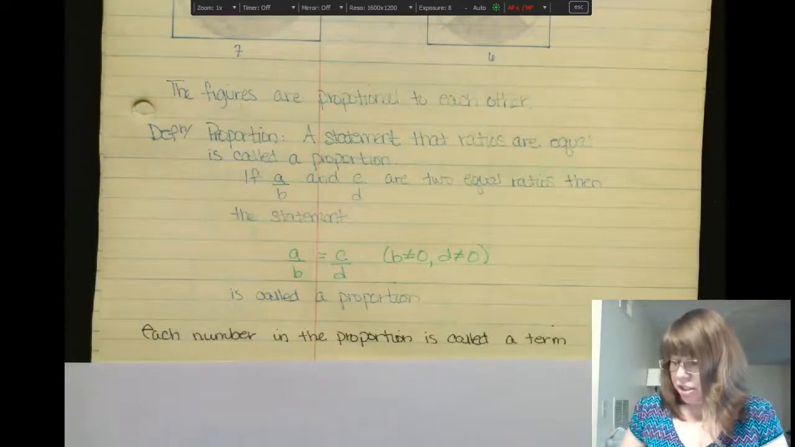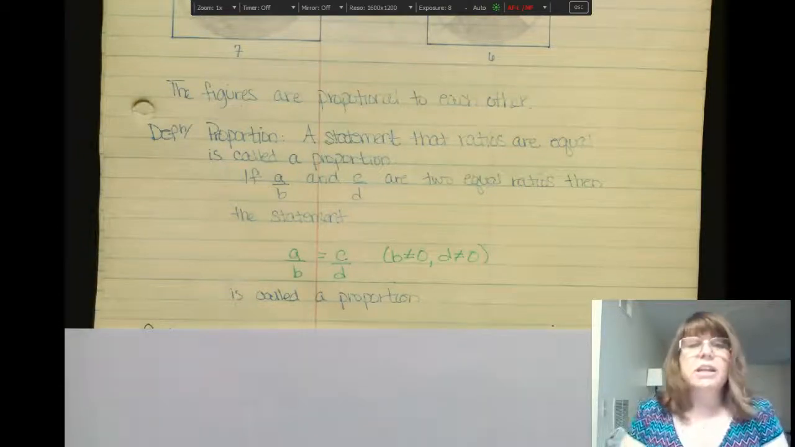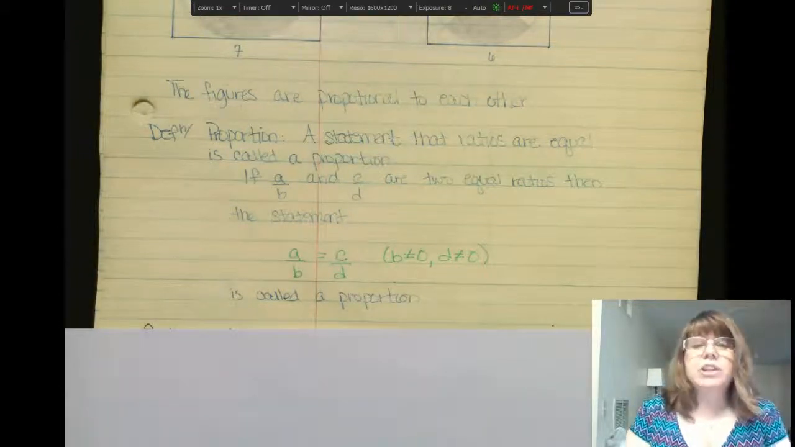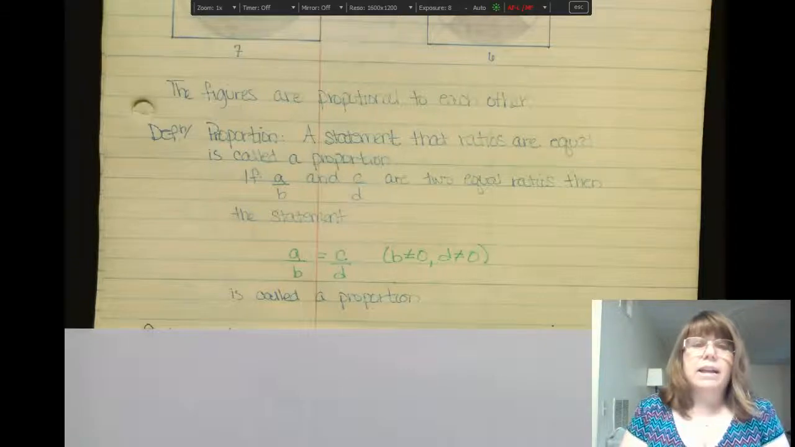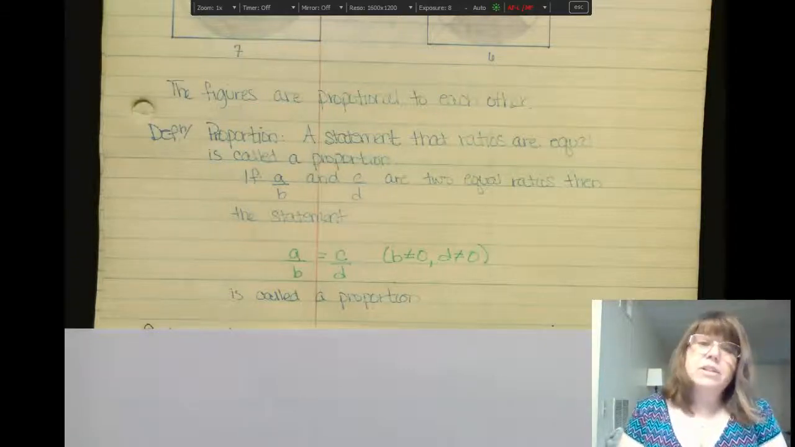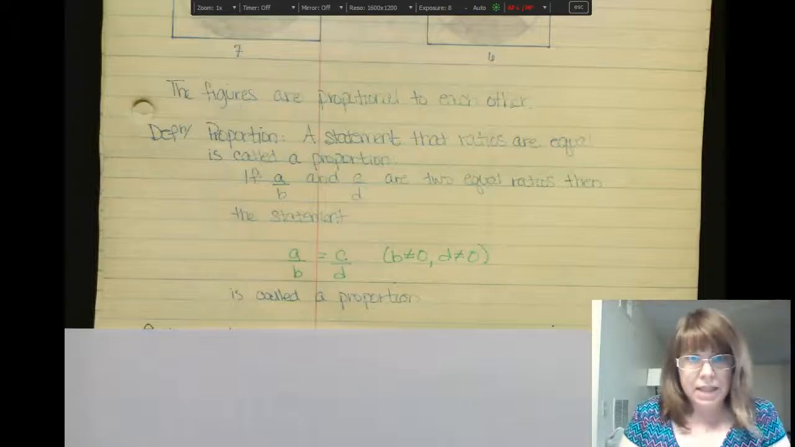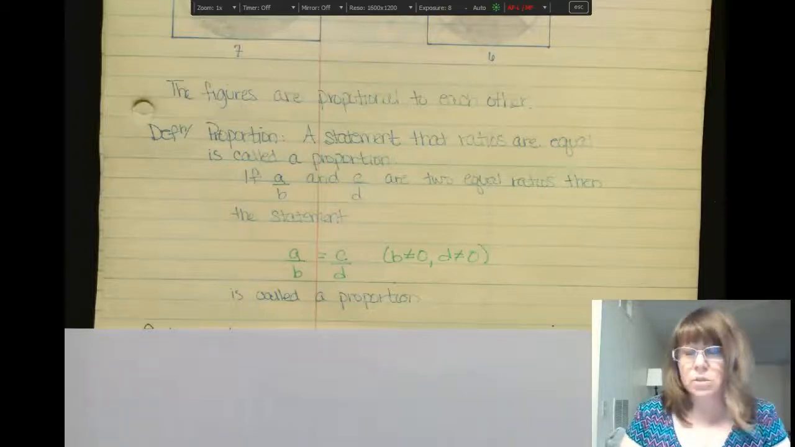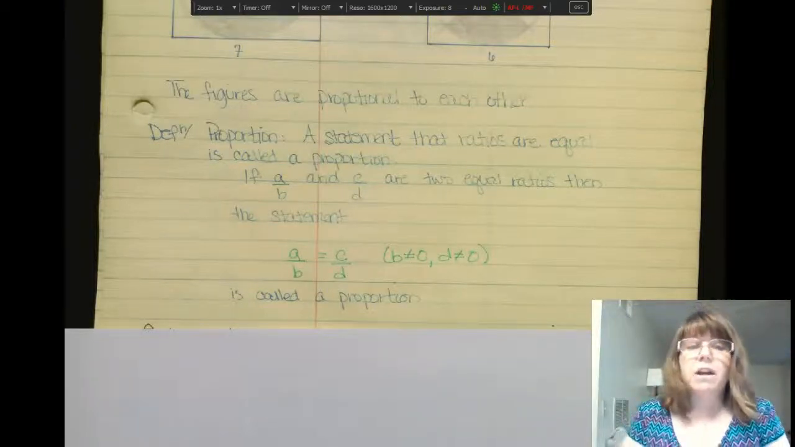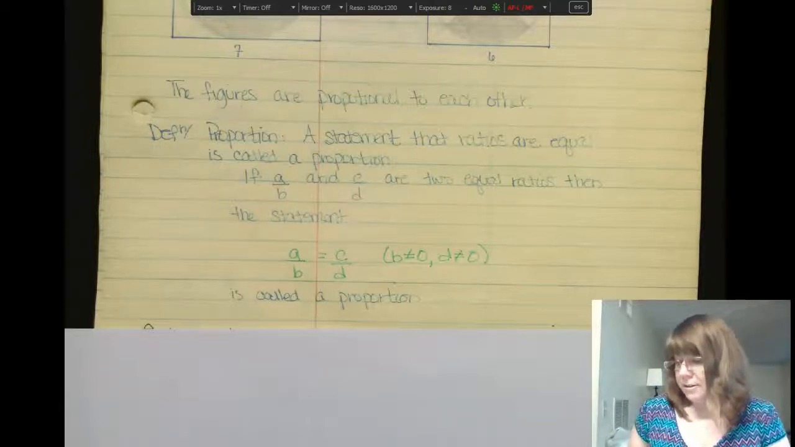Well, the definition of a proportion is a statement that ratios are equal. If A over B and C over D are equal ratios, then the statement A over B equals C over D, where B and D are not zeros, because we don't want zeros in our denominator, is called a proportion.